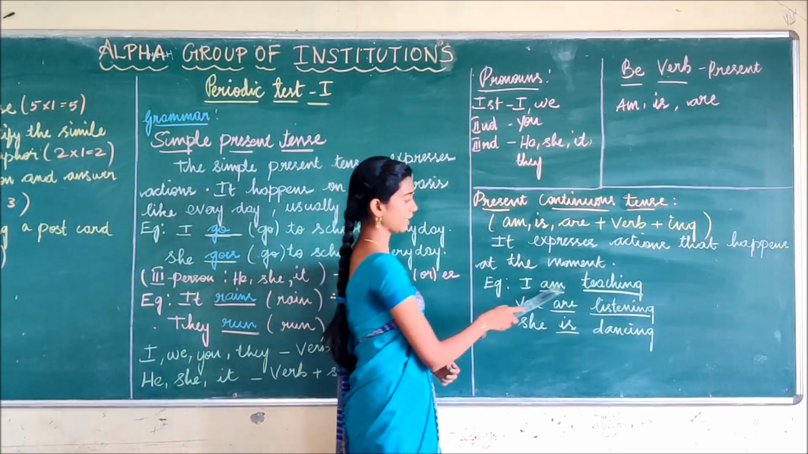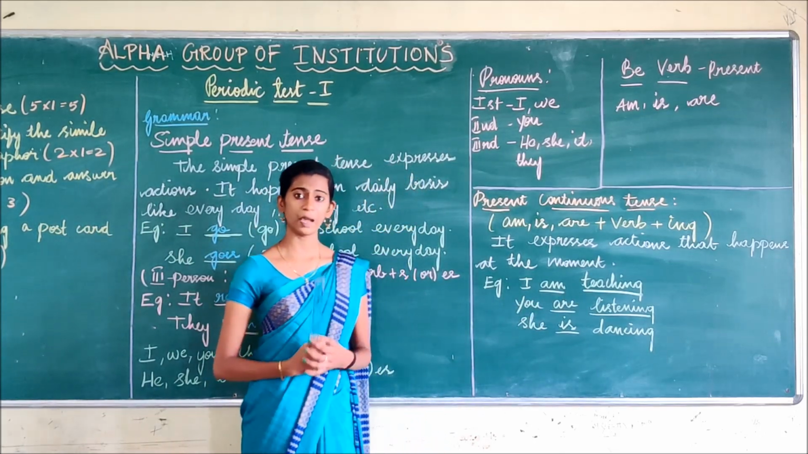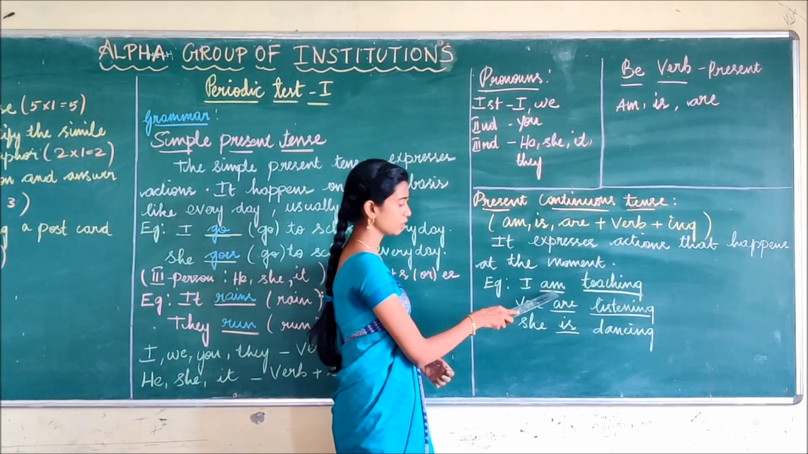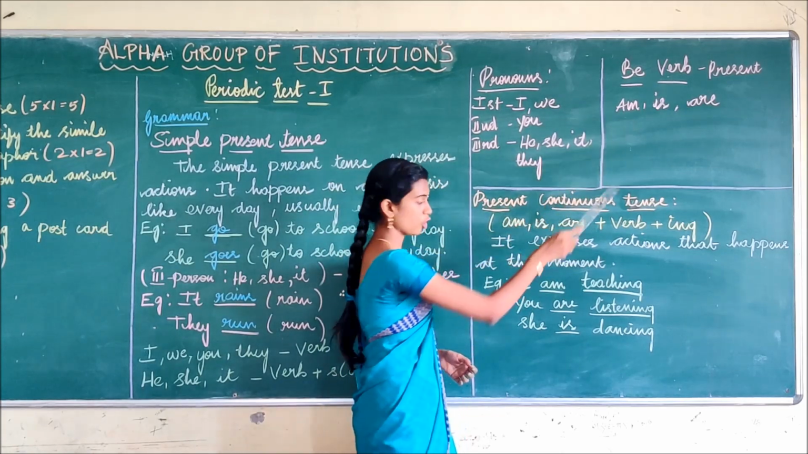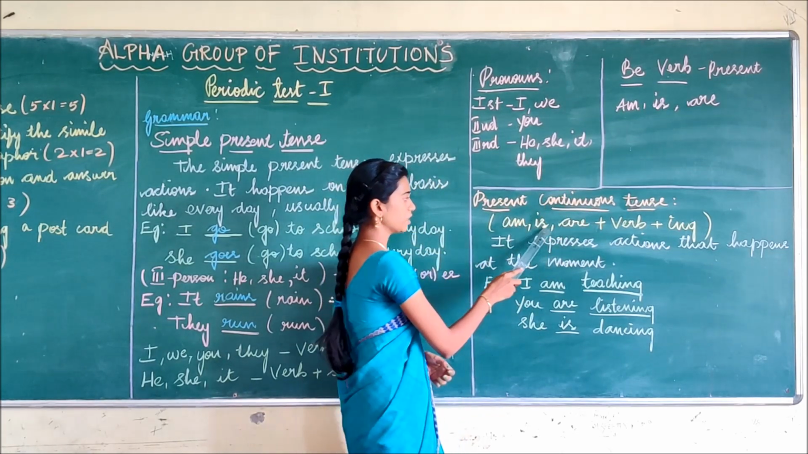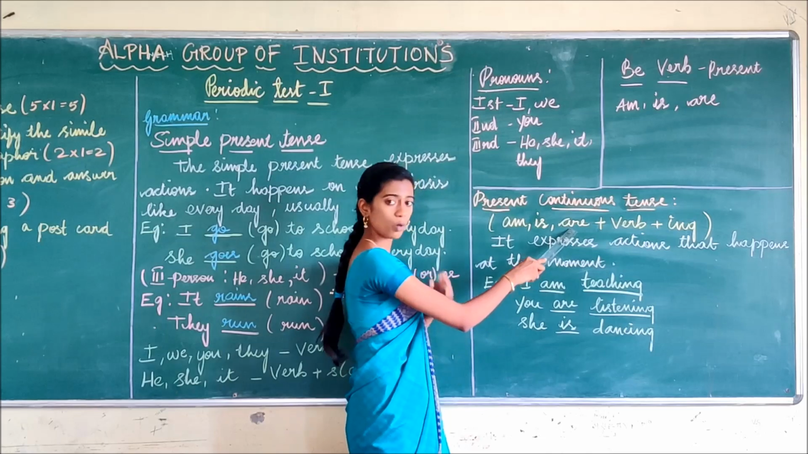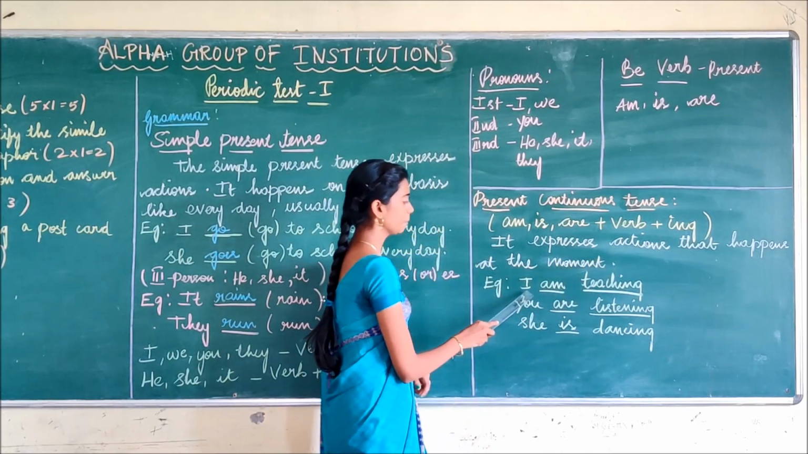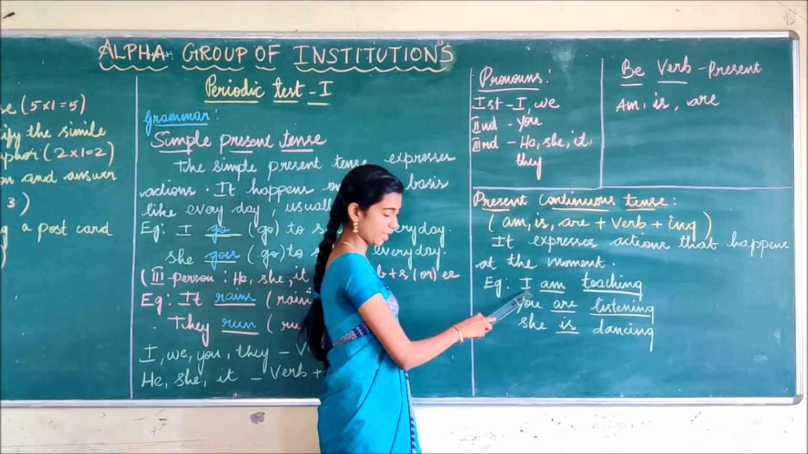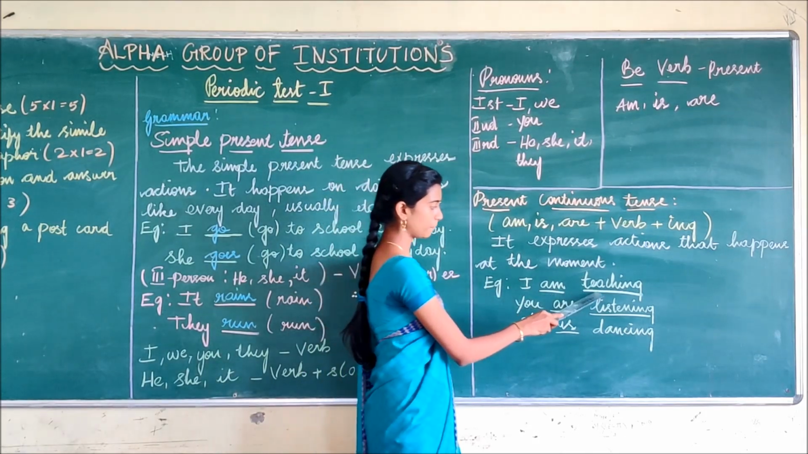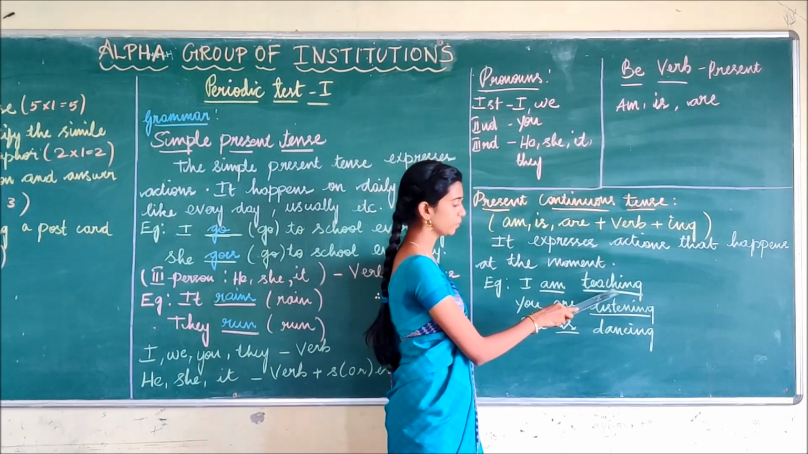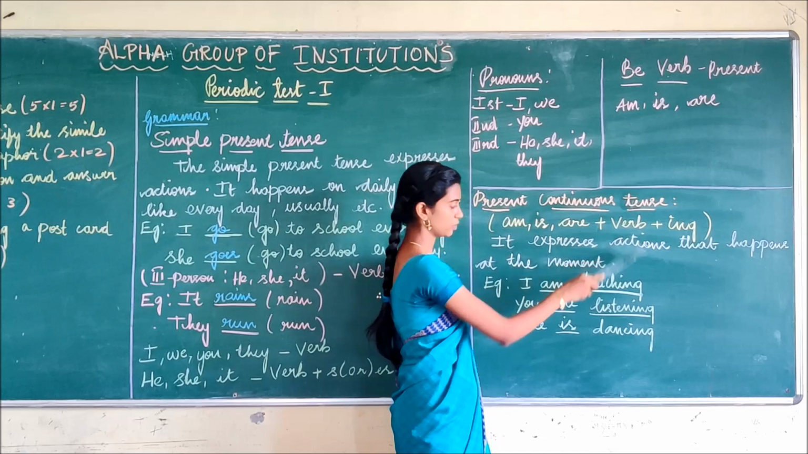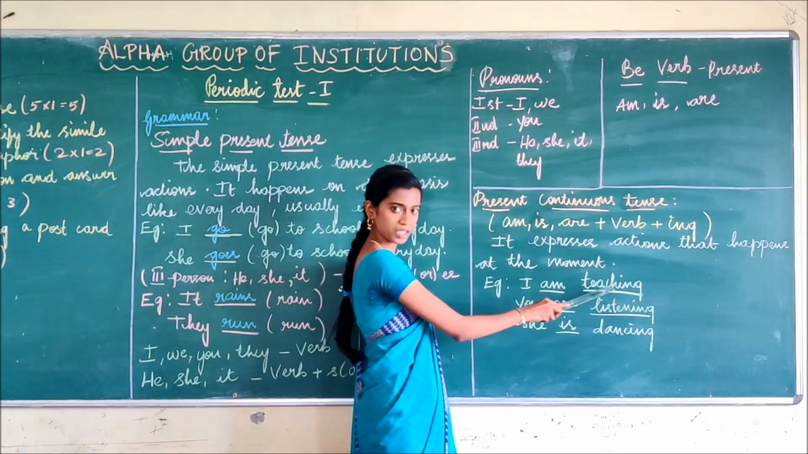So example, I am teaching. So what am I doing? I am teaching. If the subject is I, I have added am, because the structure is am, is, or are plus verb plus ing. So because of the subject I, I have used am plus teach, which is the verb. So we have to add ing to the verb. So teaching. I am teaching.